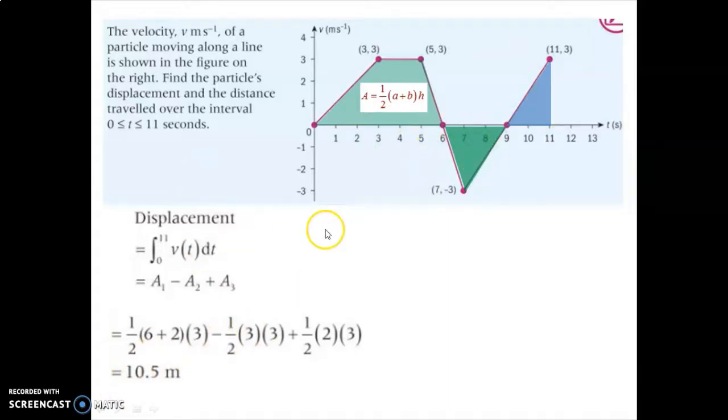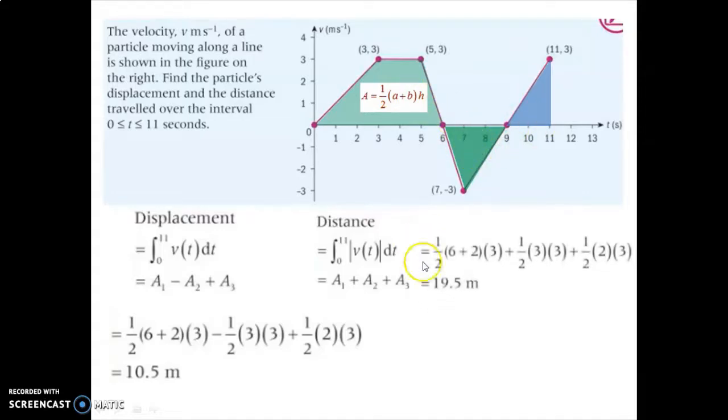All right, try the same thing now, but now we're looking for the distance traveled by this object. So for distance, we take the integral, but the integral of the absolute value of the velocity. That means this time we are adding the 3. We're taking the absolute value. That means even this negative one is turned positive. So what's it going to be? In this case, if we're adding the 3 areas, the total is 19.5 meters.